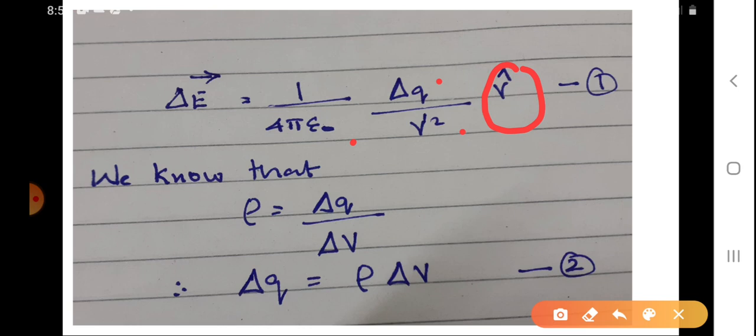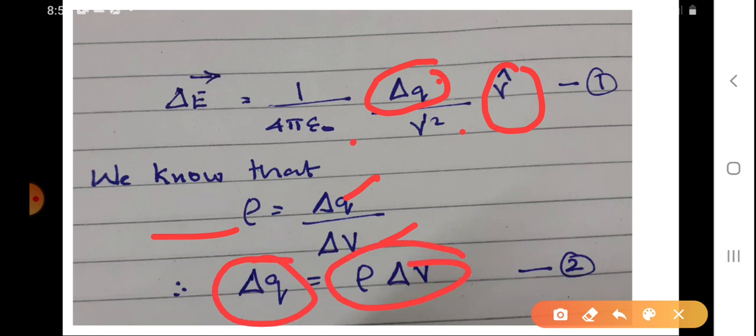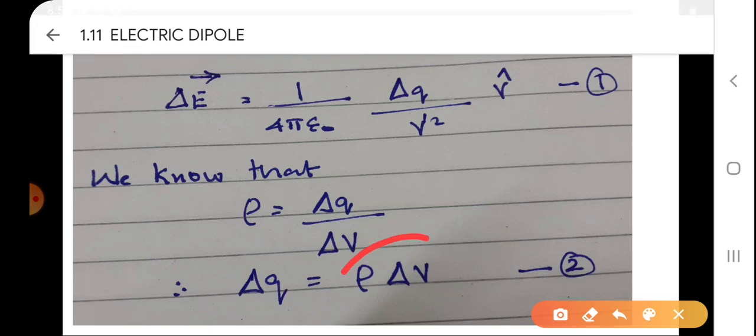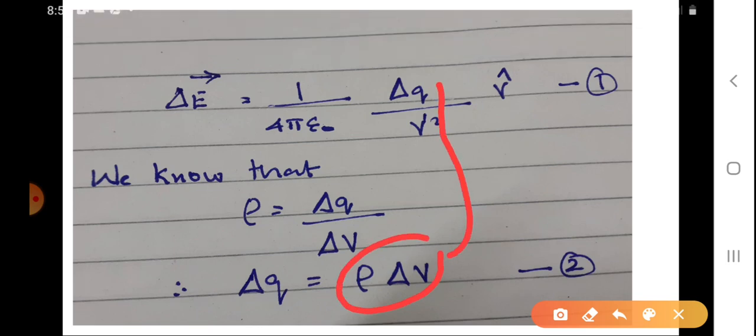Right? Now, how can we write delta Q? Because we know that rho is equal to delta Q by delta V, therefore delta Q is equal to rho into delta V. Now, substitute this equation 2 in 1. What will you get? Instead of delta Q, I am going to write rho into delta V. Now you can look at page number 33, equation 1.26.